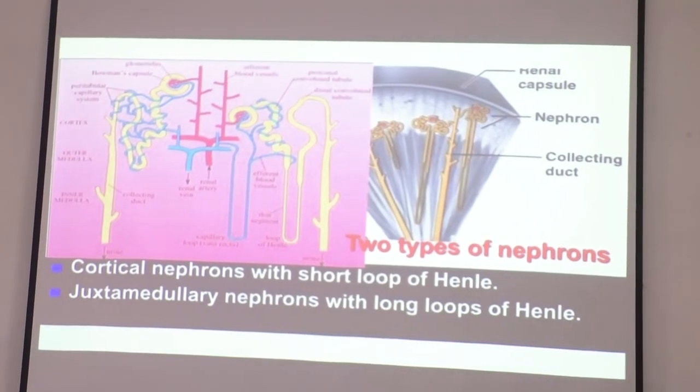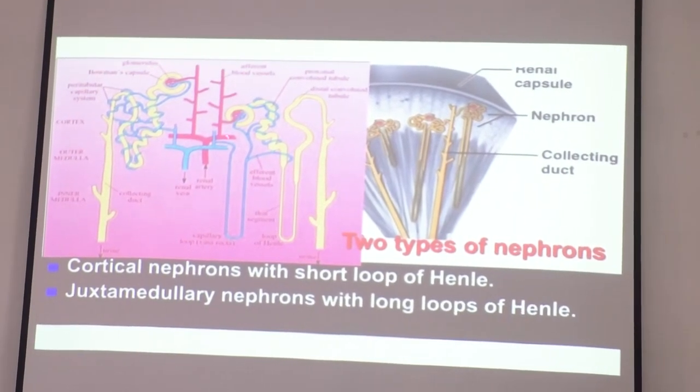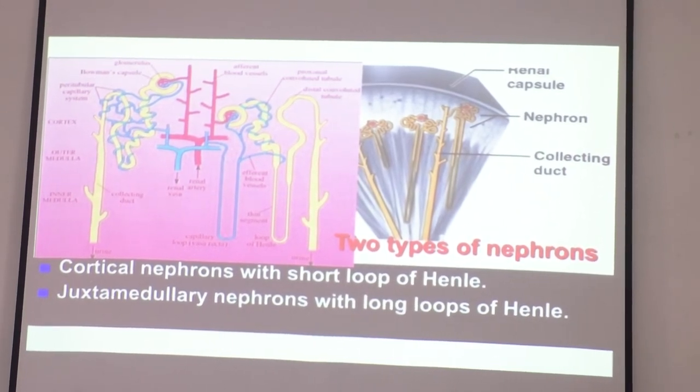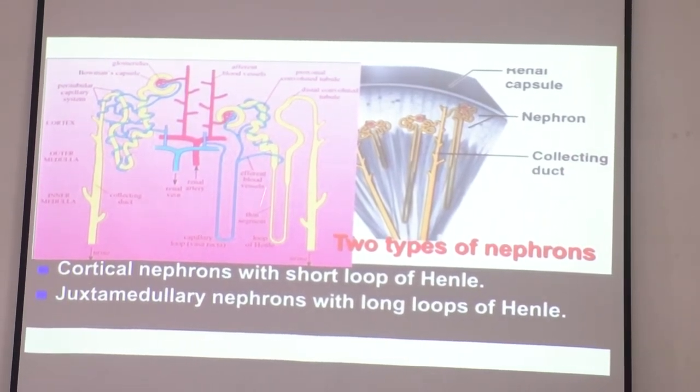Two types of nephrons are present: cortical nephrons with a short loop of Henle. This is one cortical nephron. And juxtamedullary nephrons with a long loop of Henle, like this.